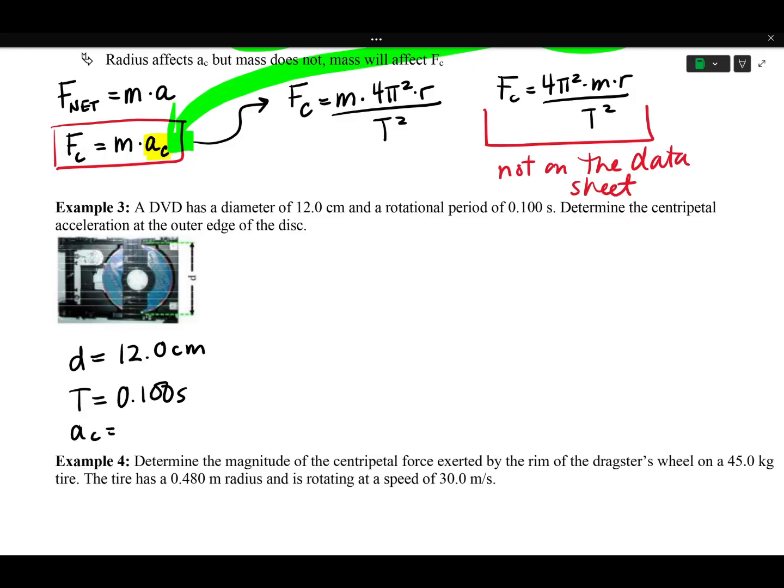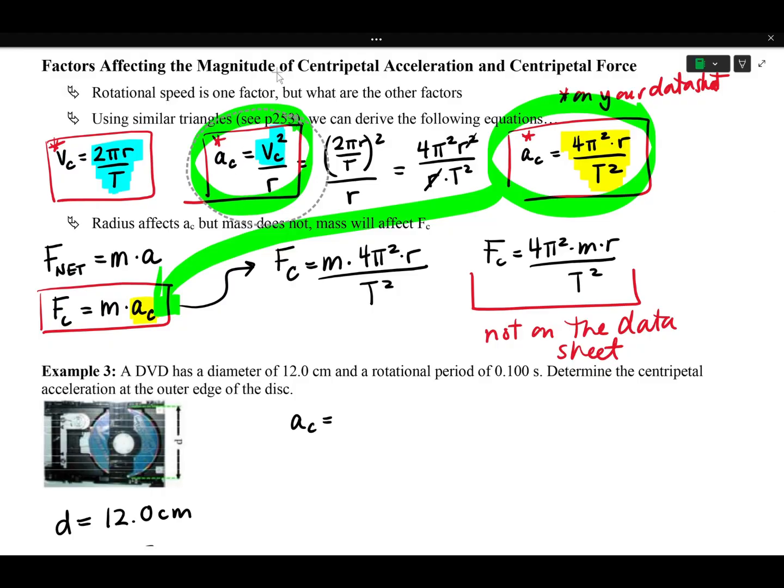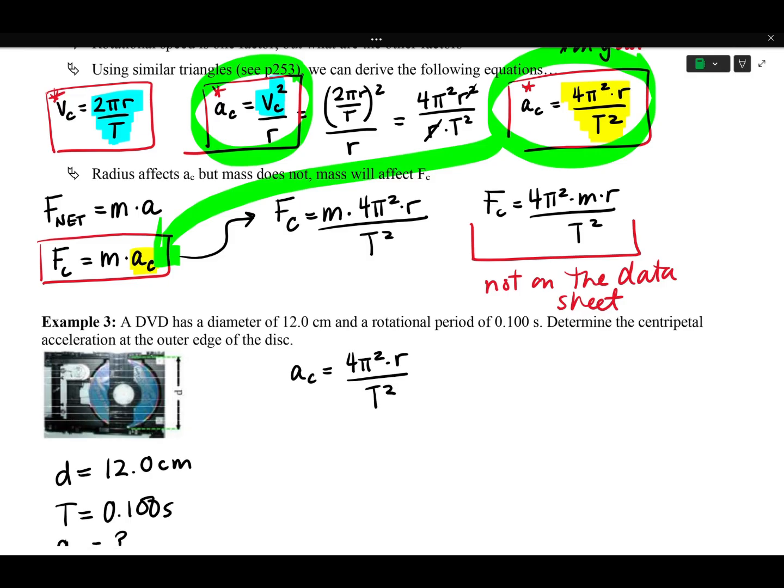They want us to solve for centripetal acceleration. And if we take a look at the centripetal acceleration equations, we could look at circular speed up here and our radius, but we don't have circular speed, so that's not going to work. Or we could look here, 4 pi squared times r over t squared. Well, I have my r, or I could get my r, and I have my t, so that equation would probably work best. So 4 pi squared times my r over t squared.